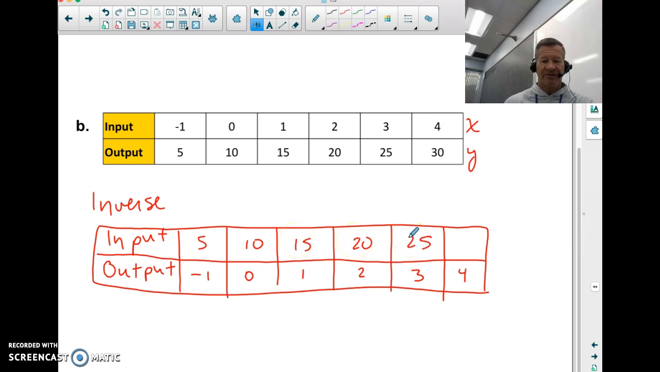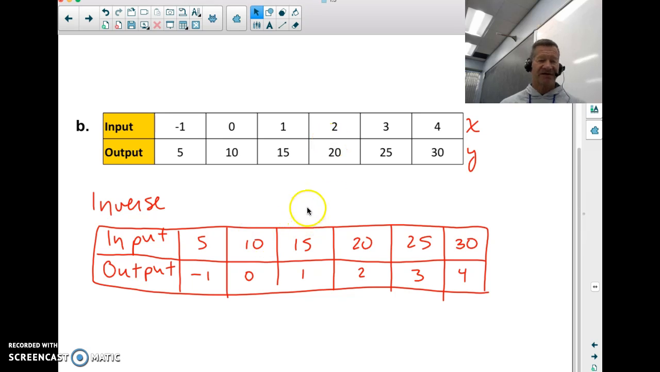Pretty simple, right? It's a little more difficult when we put actual algebraic functions to it, but that basic idea that we're switching the x and y values when you find an inverse, just switching those x and y values, if you got that, you're off to a good start.